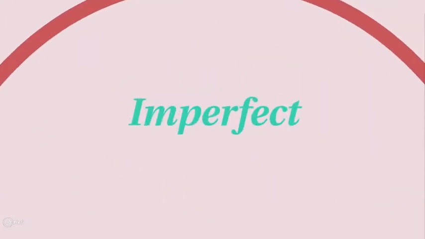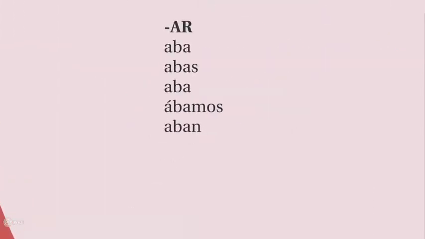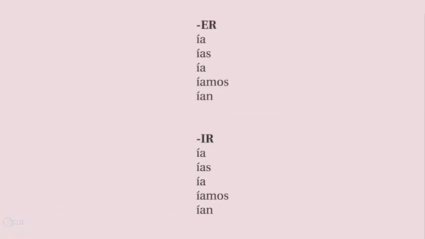The imperfect, on the other hand, is a lot simpler and doesn't have as many of those horrifying irregulars as the preterite tense does. Its AR verb endings are aba, abas, aba, abamos, aban, and the ER and IR endings are ia, ias, ia, iamos, and ian.